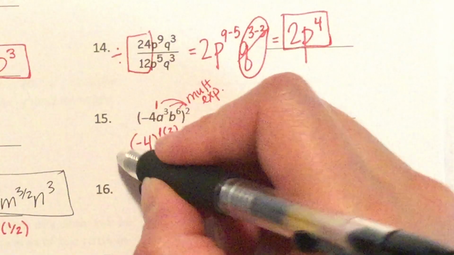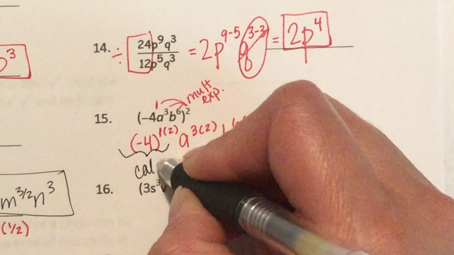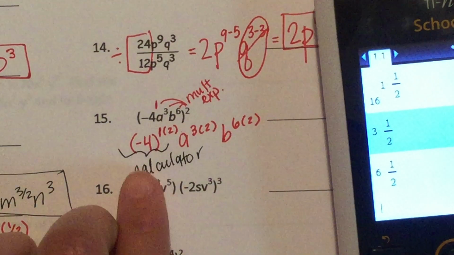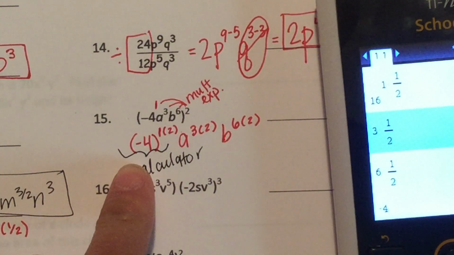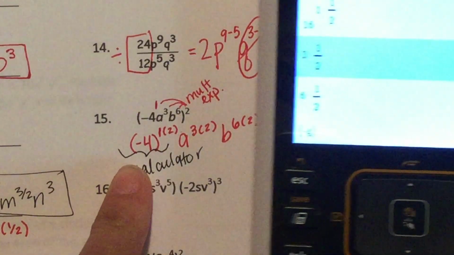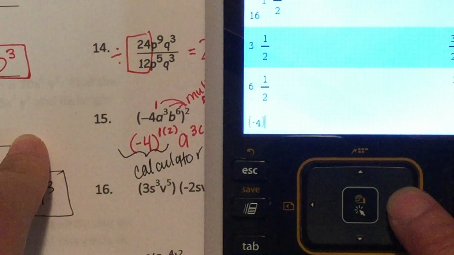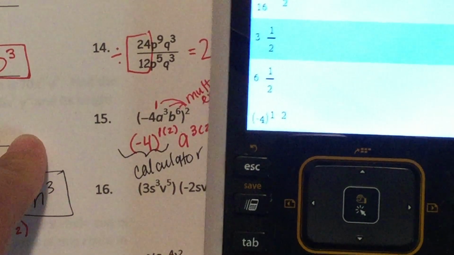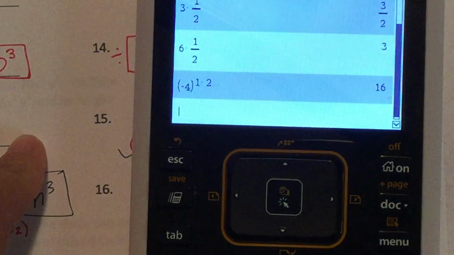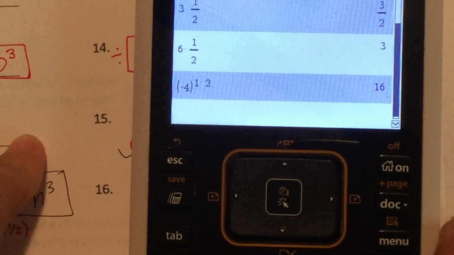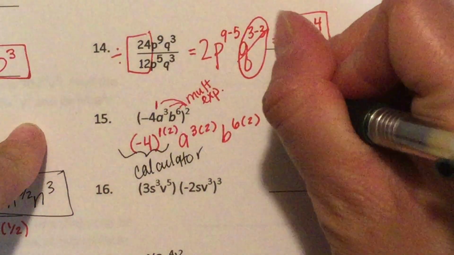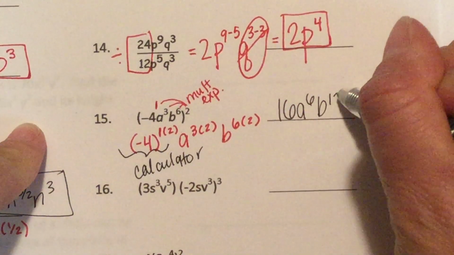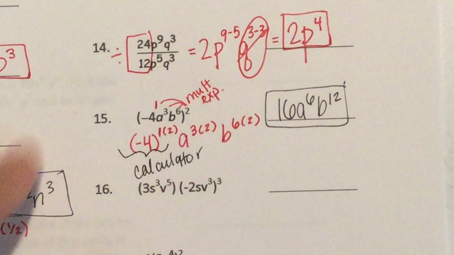And then you simplify. This piece, you can use your calculator. So please do not make the mistake of doing this in your head because you see a negative 4 and a 2 and you multiply negative 4 times 2. It's negative 4 in parentheses, and you're raising it to the exponent 1 times 2, or negative 4 squared. Negative 4 squared is a positive 16 because it's negative 4 times negative 4. So negative 4 squared is 16. A, 3 times 2 is 6. B, 6 times 2 is 12. So 16, a to the 6th, b to the 12th power.